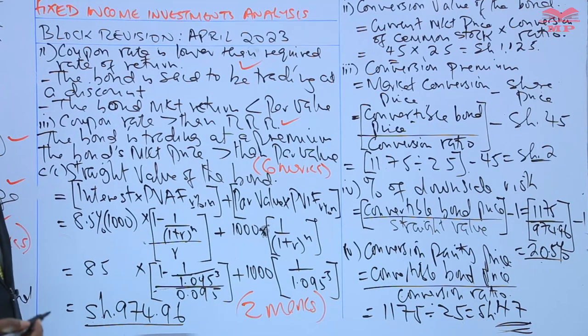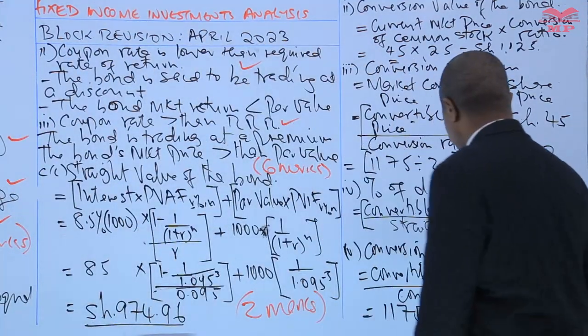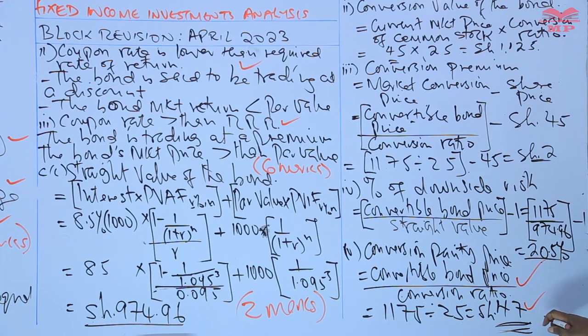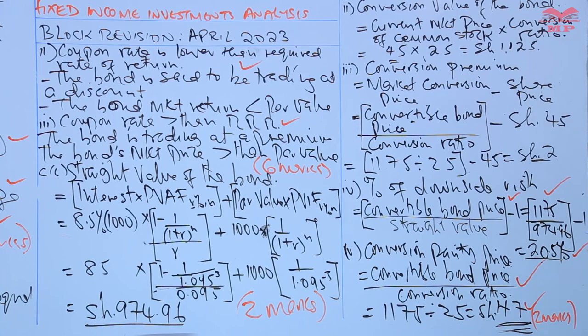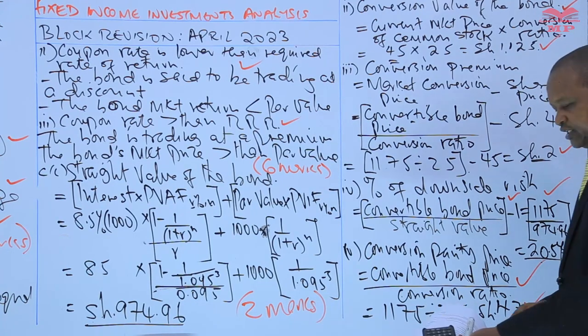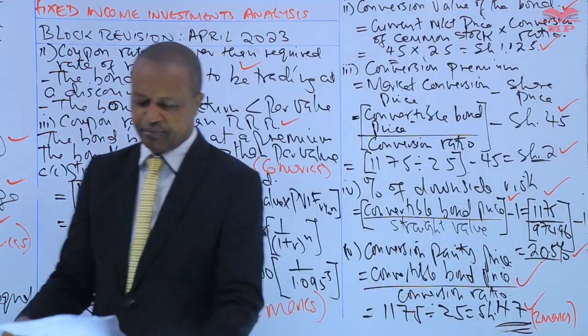And we said that the conversion parity price is the break-even point where the value of the converted stock equals the market price of the convertible bond. These are just 2 marks. Here candidates were to earn 3 marks. In Roman 3, 3 marks. These were 2 marks. Roman 2, again 2 marks. So, candidates, we've answered the first question that was tested in April 2023.